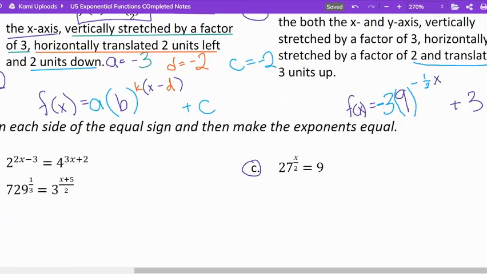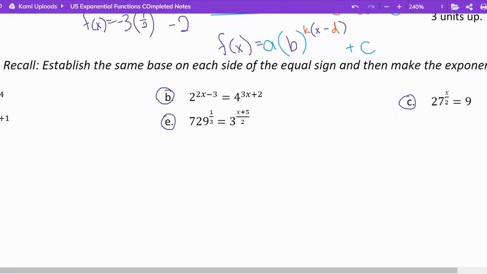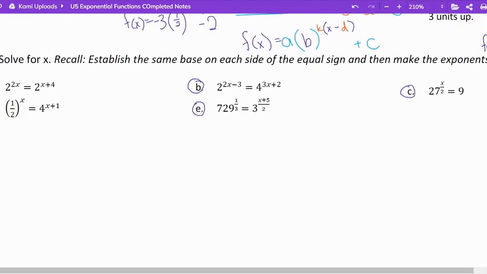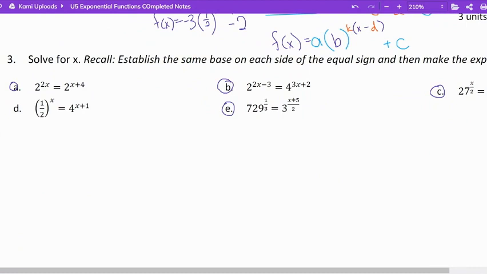Next, let's look at question 3. And I think I won't have to do all of them. I think that what's happening is you're kind of like, how do I do this? Let's start with A.